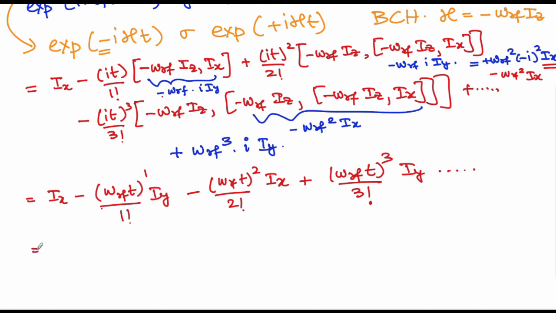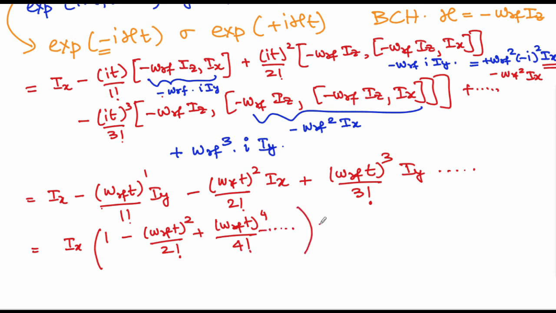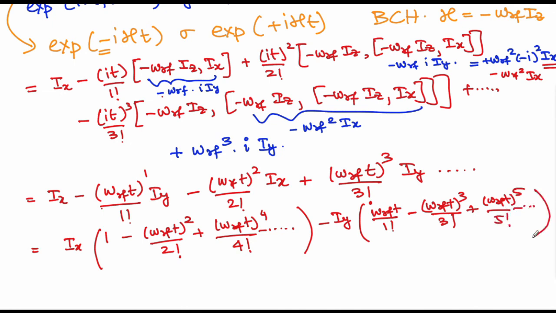So this is going to be nothing but, if you take Ix outside, you're going to have 1 minus omega RF t the whole square by 2 factorial plus omega RF t power 4 by 4 factorial and so on, minus Iy omega RF t by 1 factorial minus omega RF t the whole cube by 3 factorial plus omega RF t power 5 by 5 factorial and so on.